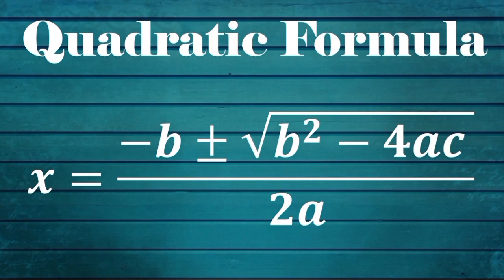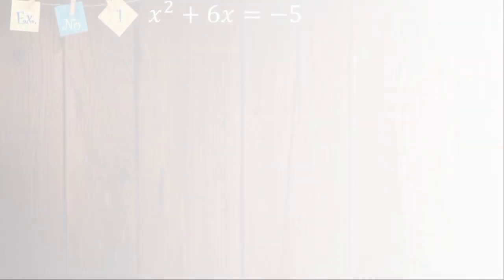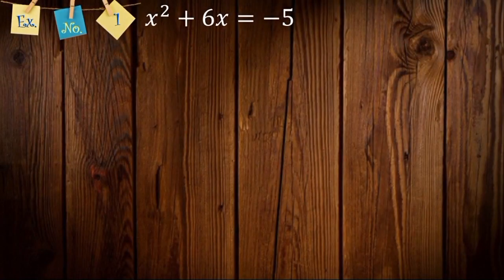Why? You don't need to factor, you don't need to complete the square. All you have to do is substitute the values of a, b, and c in the given formula. So to formally start, let's start with an example. We have here x squared plus 6x equals negative 5. First, the equation must be in standard form, always.